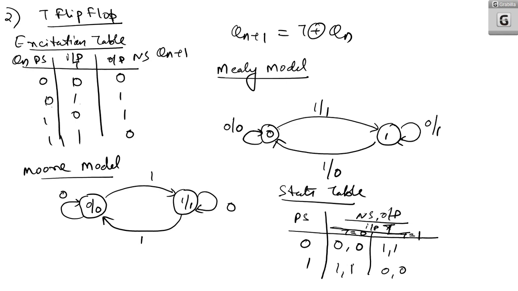So we have obtained the Mealy model and Moore model and the expression for T flip-flop. Now coming into SR flip-flop. Coming into the third one, that is SR flip-flop. In SR flip-flop, what is the case?